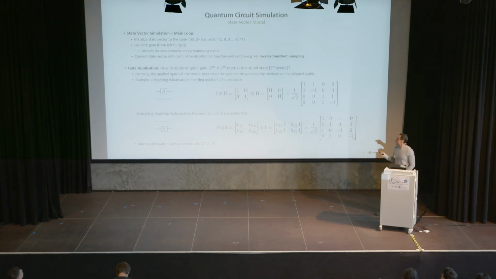Already with this small example, you see that the matrix has a lot of zeros. And the number of those zeros will grow exponentially with the number of identity matrices in the tensor product. In other words, in the number of the skipped qubits that the gate does not apply to. So it would be naive to explicitly construct these huge sparse matrices in memory and directly work with them.